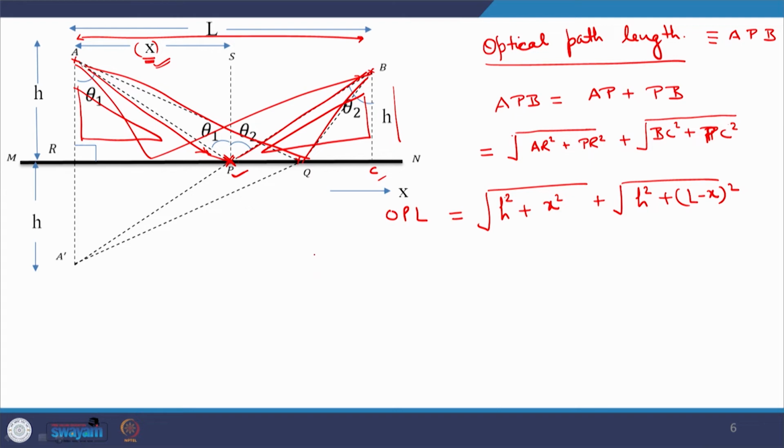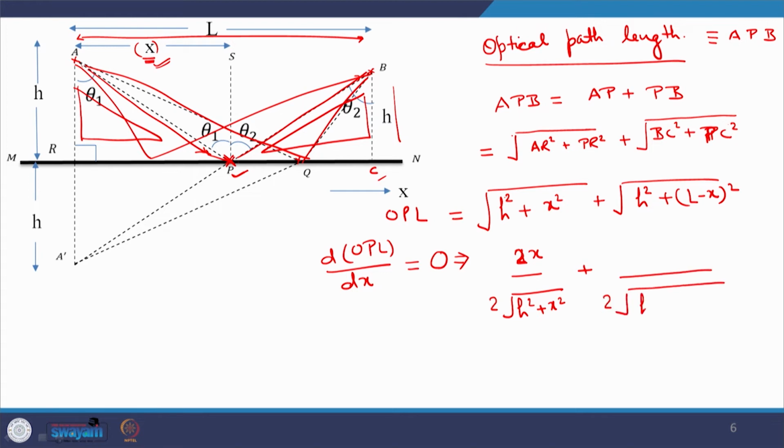Therefore, to check whether this path is extremum or not, we will have to differentiate this optical path length with respect to X, and if it is optimum, then this derivative must be equal to 0. Let us do this and see what we get. From here we will get 1 by twice of square root of H square plus X square, and in the numerator we will get twice of X here, and here in the denominator again we will get square root of H square plus L minus X square, and minus twice of L minus X into minus 1. This is what we get. This would be equal to 0.